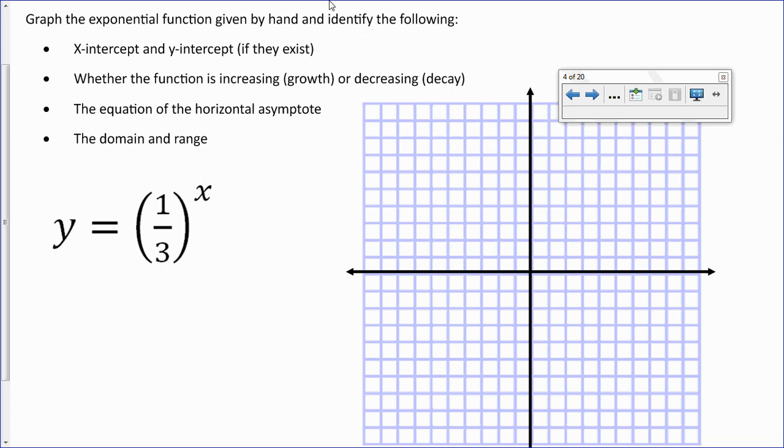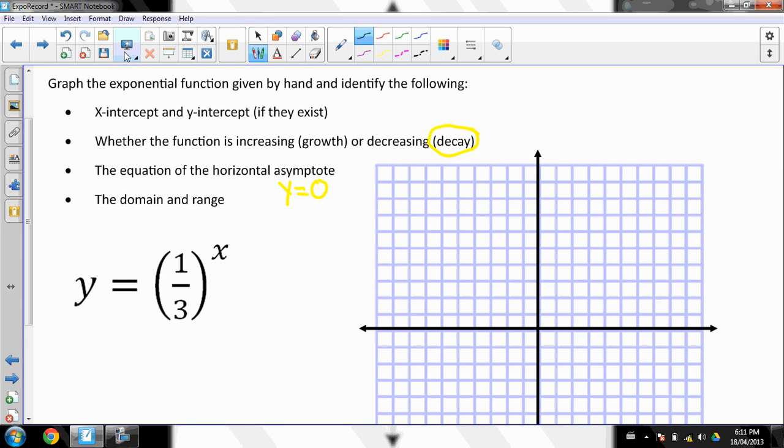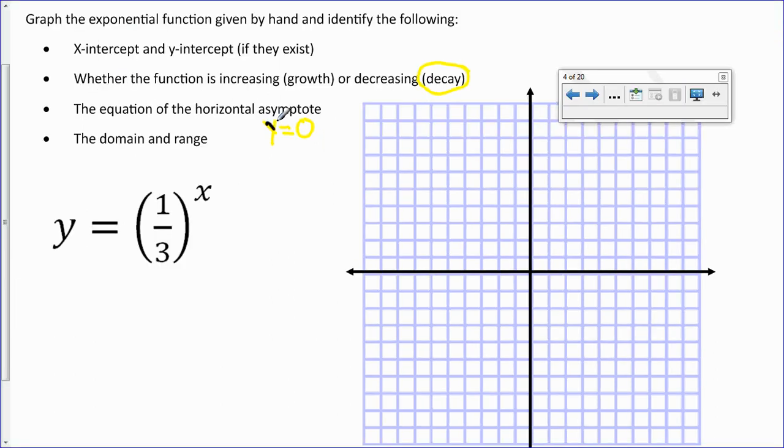I already know, just looking at our function, that this is going to be decay because it is a fractional base less than 1. I also know the horizontal asymptote is going to occur at y equals 0 because it's an exponential function and they always occur at y equals 0. And I already know there's going to be no x-intercept because it's not shifted at all. It's just a basic exponential graph. And our y-intercept is going to occur at 0, 1.